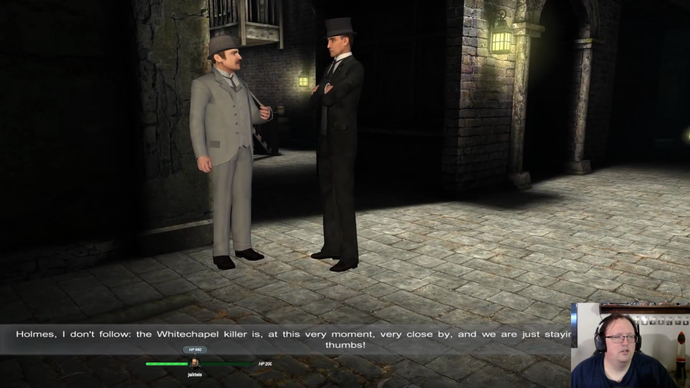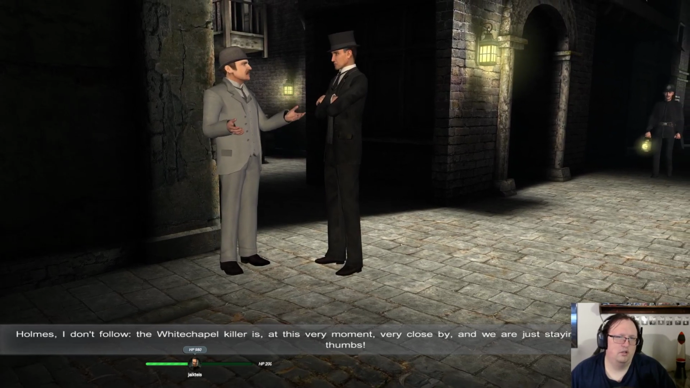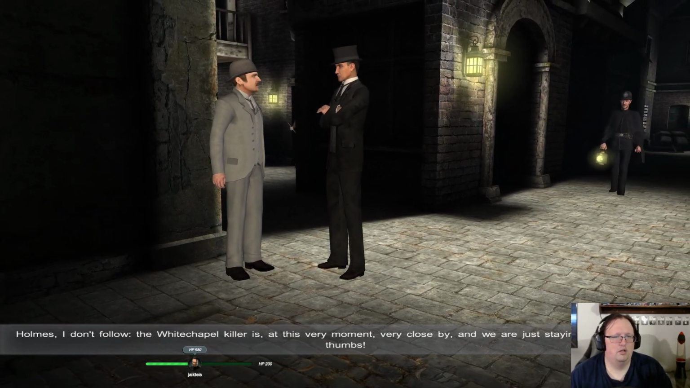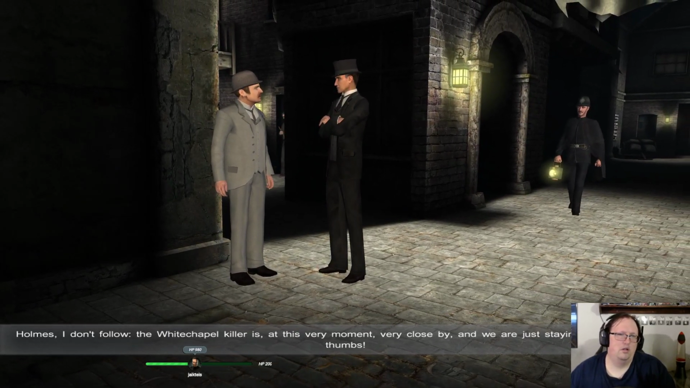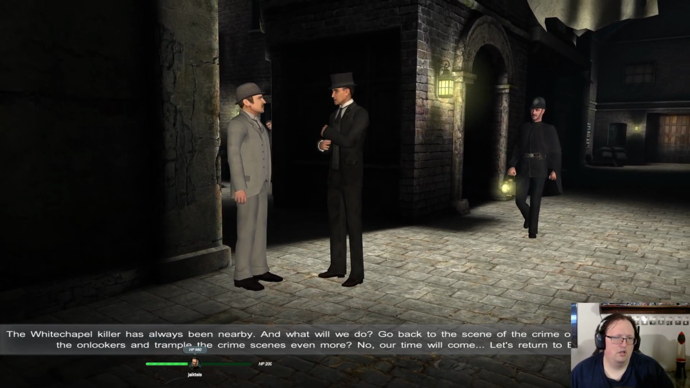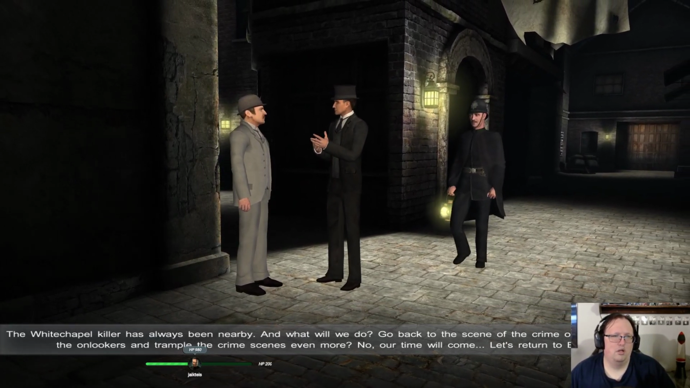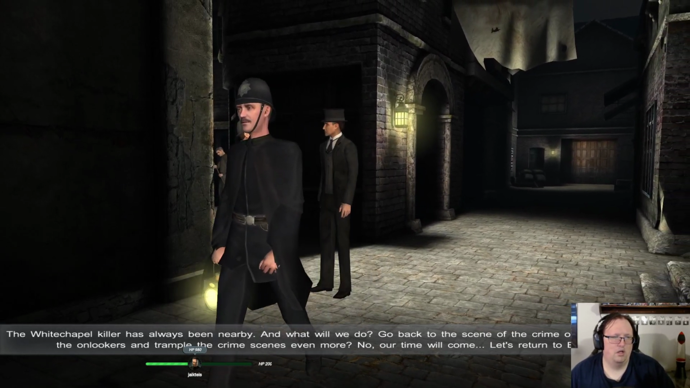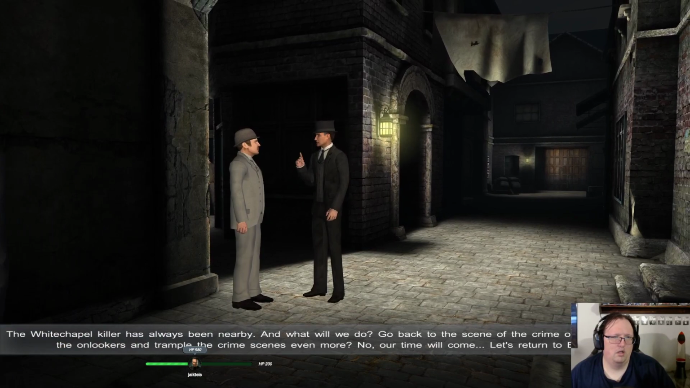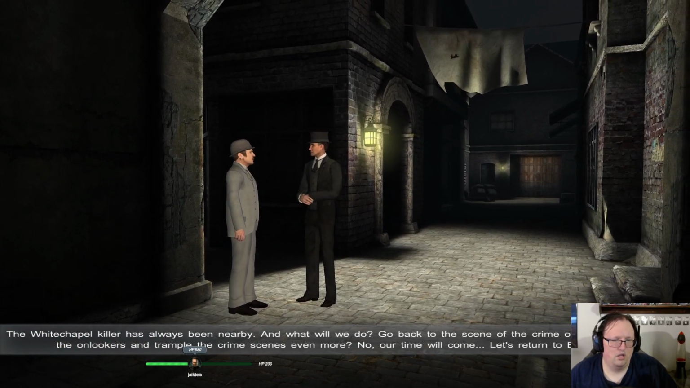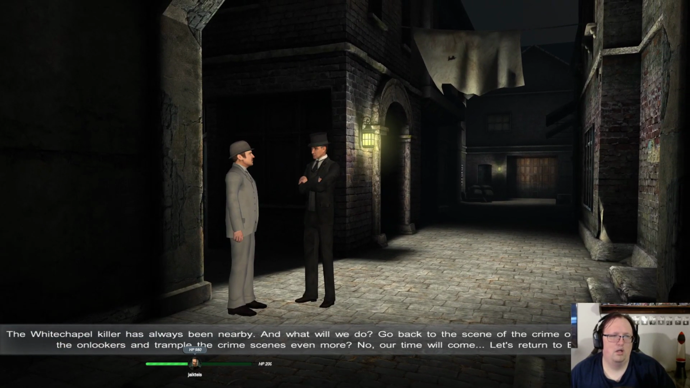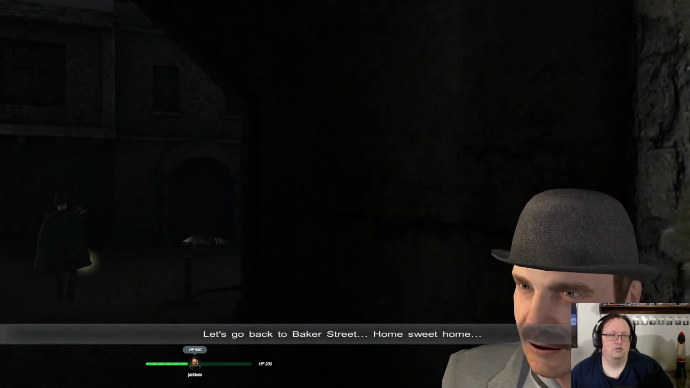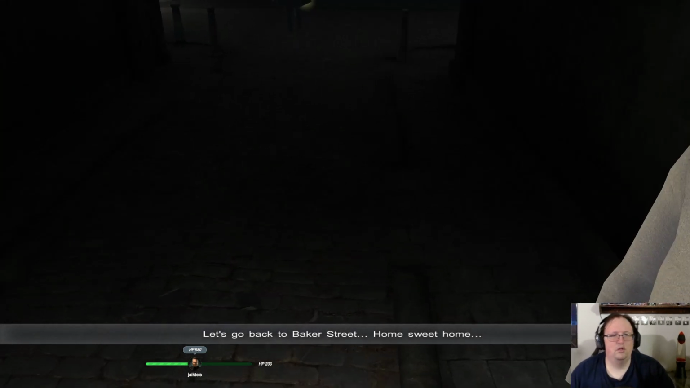Holmes, I don't follow. The Whitechapel killer is, at this very moment, very close by, and we are just staying put, twiddling our thumbs. The Whitechapel killer has always been nearby, and what will we do? Go back to the scene of the crime or crimes and mix with the onlookers and trample the crime scenes even more? No, our time will come. Let's return to Baker Street. Home, sweet home.